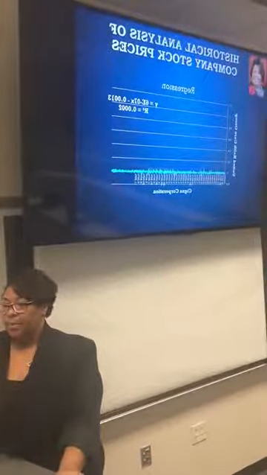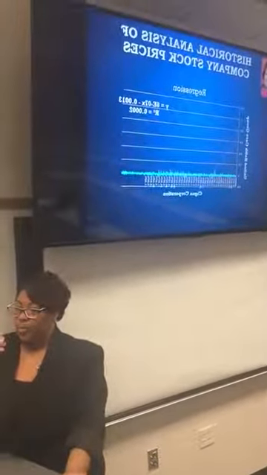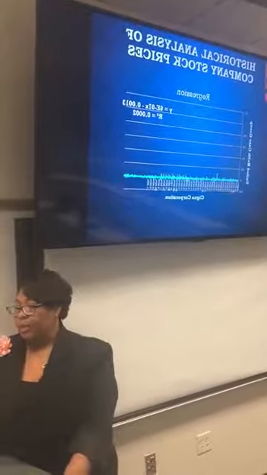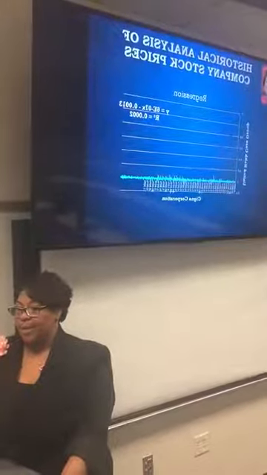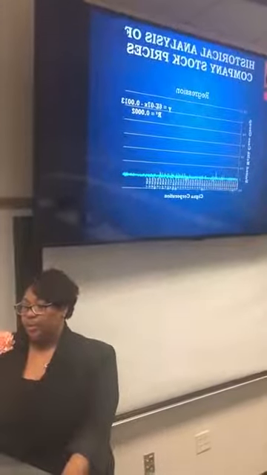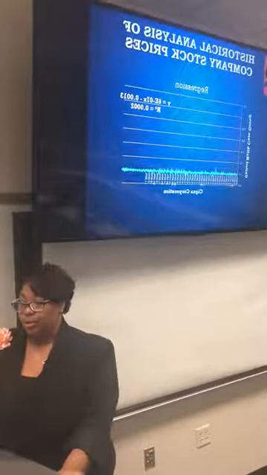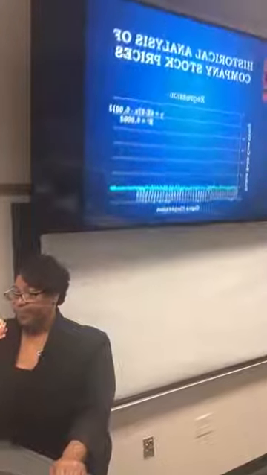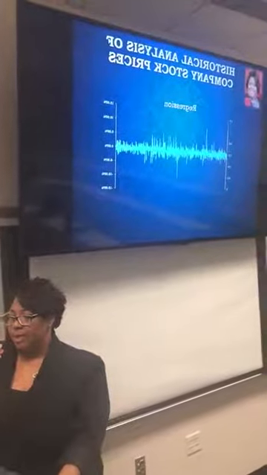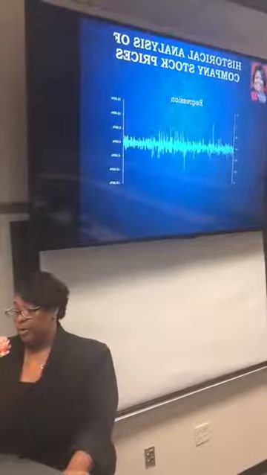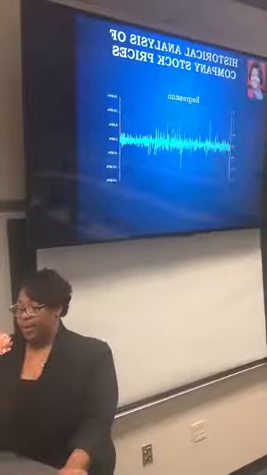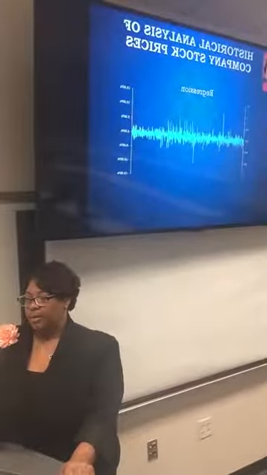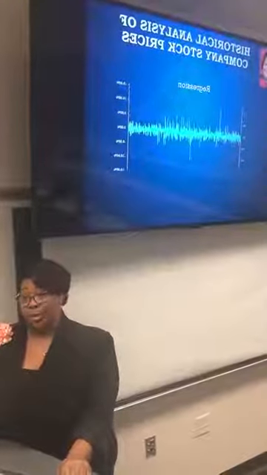Historical analysis of company stock and prices. This just shows us the regression between United Healthcare Group and Cigna. As you can see, the formula is Y equals 6E minus 0.7 X minus 0.0013, and R squared equals 0.0002. And this is just another way of looking at the regressions, where I moved the numbers to the left and the right instead of the top and the bottom, to give you a grand idea of what the regression of stock prices looks like.